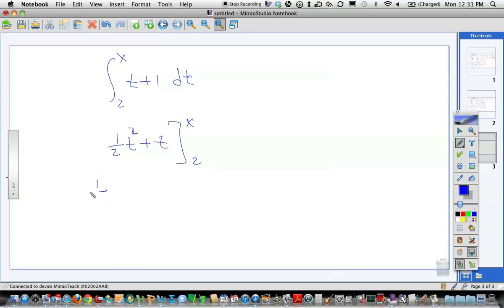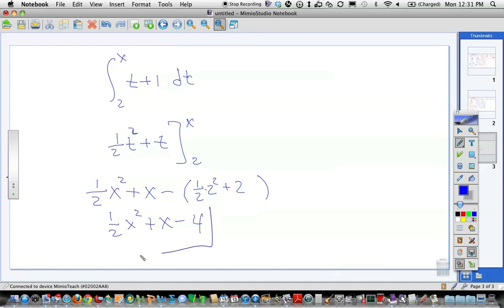Stick an x in there, which again reiterates why you end up with x's in these problems and not t's. And then minus, and now put the 2 in there. And you get 1/2 2 squared plus 2. And you get 1/2 x squared plus x minus, and then this would be 2 plus 2, which is 4. And notice you get the same thing without having to think of that initial condition thing. You don't have to think of big F of 2 equals 0 and solve. You end up with the same thing.